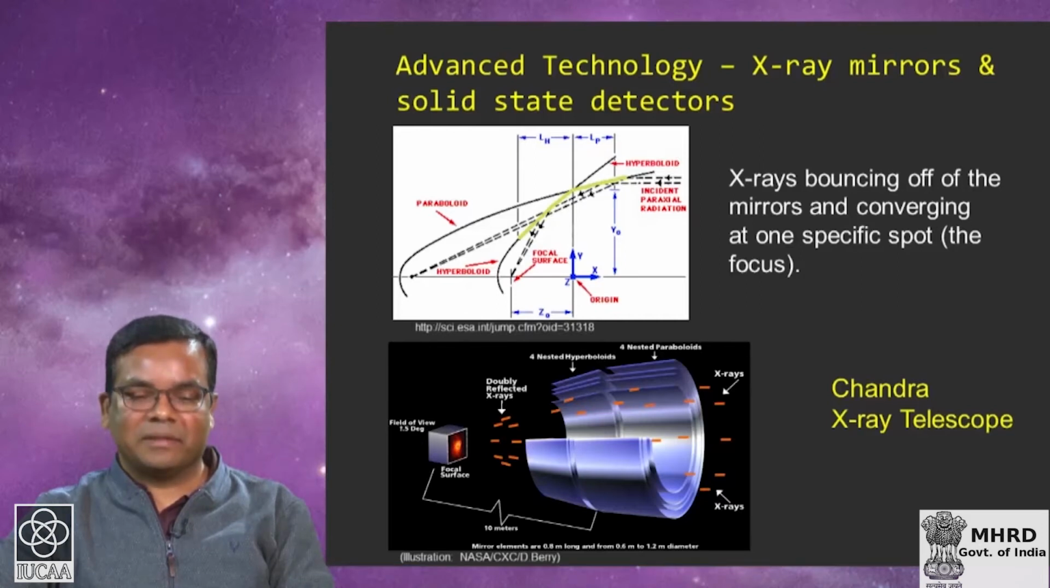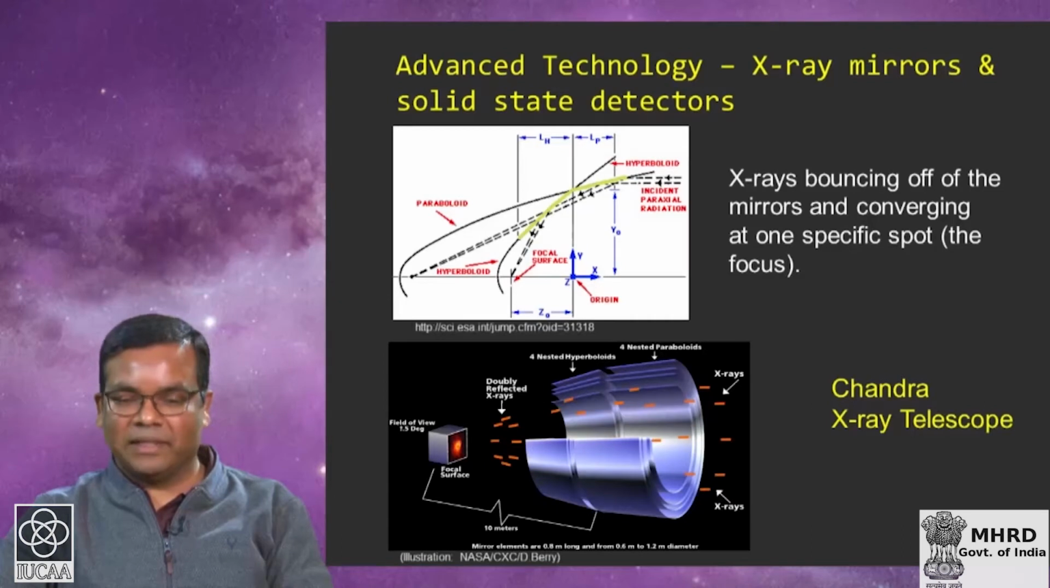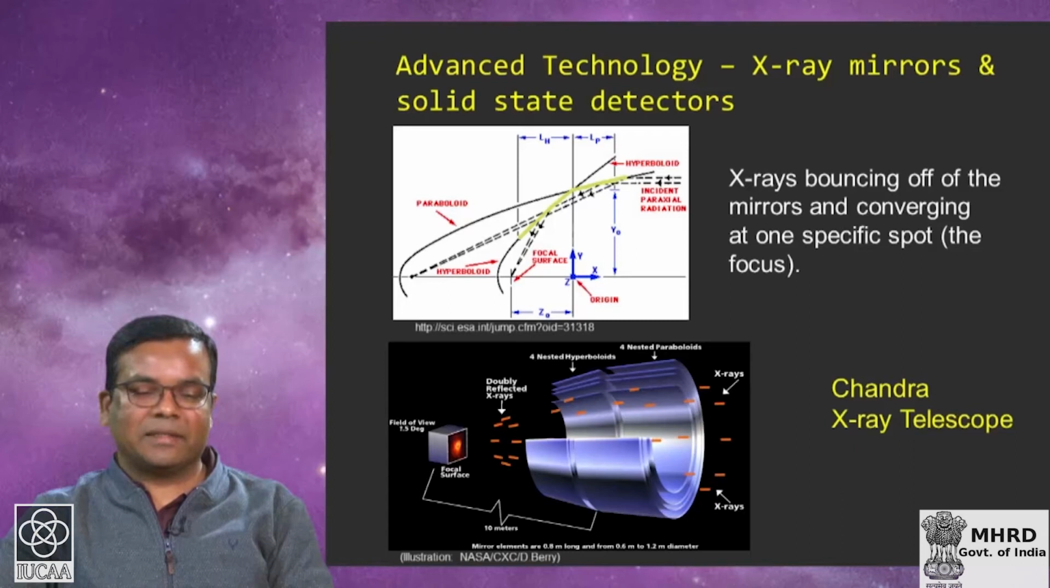In order to increase the effective area of such a telescope, one needs a large number of these mirror pairs. Here you see an example, the Chandra X-ray telescope. There are 4 mirror pairs. The incident X-rays, which are parallel, are reflected twice by these mirror pairs, and they are focused onto a detector, which is here, a CCD, or charge coupled device, and the X-rays are imaged onto this particular charge coupled device.